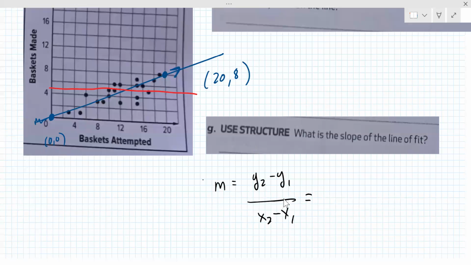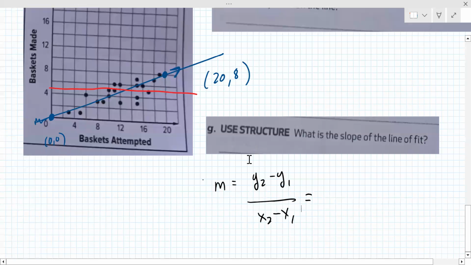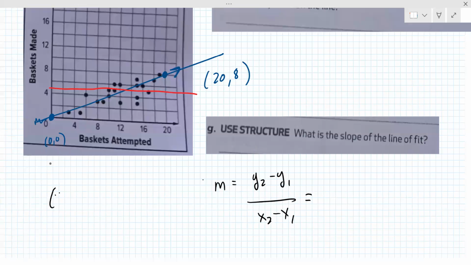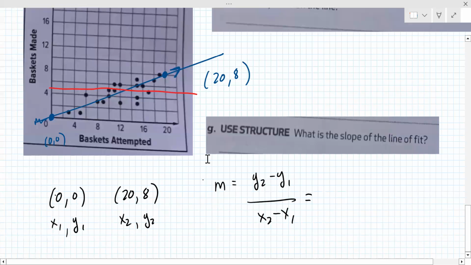Wait, I'm kind of confused. Can you explain again? I'm sorry. So we've got two ordered pairs, 0, 0 and 20, 8. This is x1, this is y1, this is x2, and this is y2. Okay, so would you put in? Okay, I got this now.